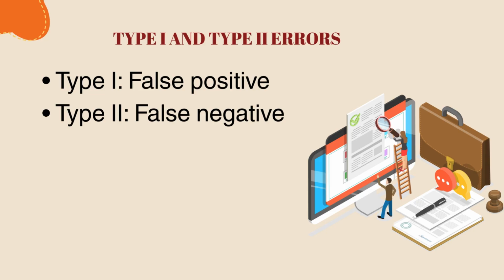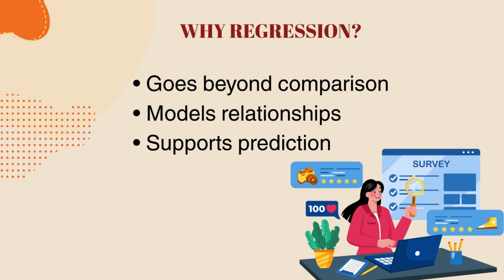Errors in hypothesis testing. There are two types of errors we can make. A type I error occurs when we reject a true null hypothesis. A type II error occurs when we fail to reject a false null hypothesis. Understanding these errors helps us interpret results cautiously.